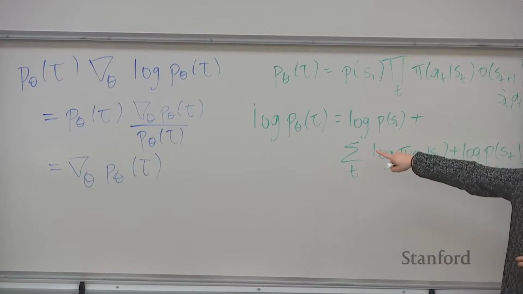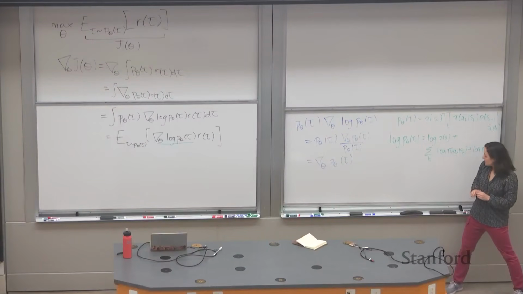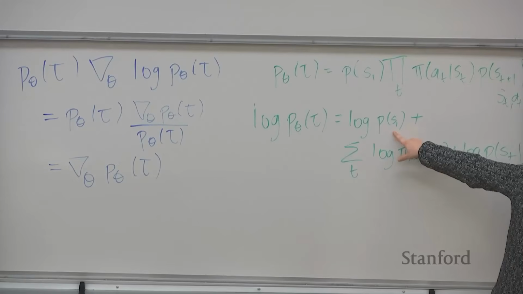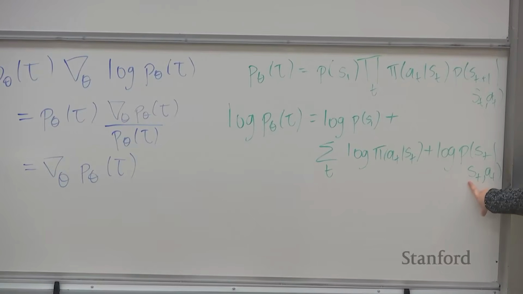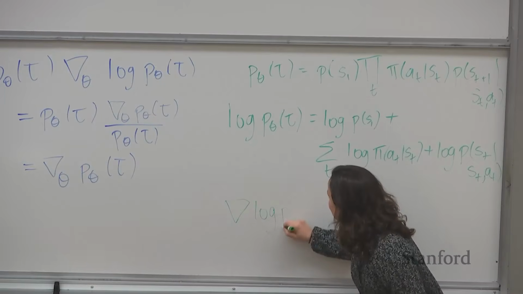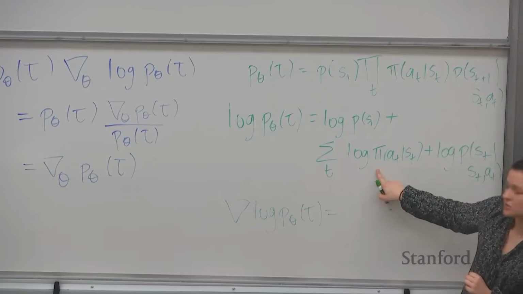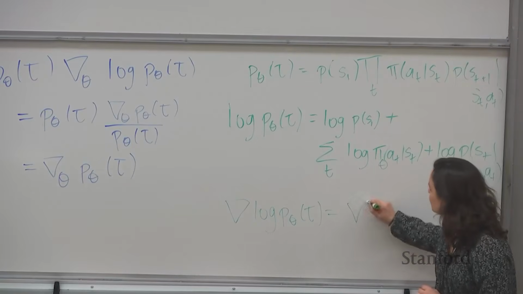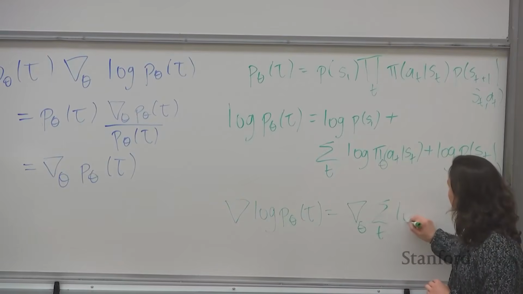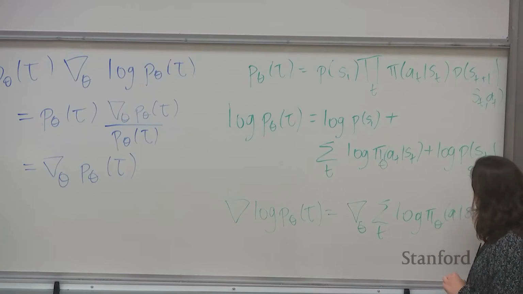And then once we take the gradient of log p tau, the gradient with respect to theta doesn't affect the initial state distribution. It also doesn't affect the dynamics in any way. And so the gradient of log p theta of tau is equal to just the gradient of this term right here, the gradient of log pi theta of a given s.